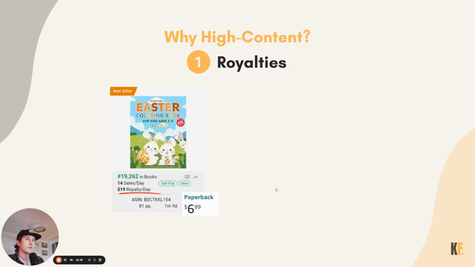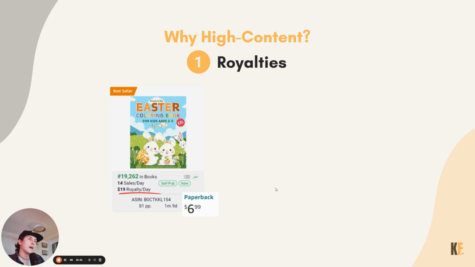So here's an Easter coloring book I found. It's making $14 a day in sales, which equals to about $19 a day in royalties. So this is a $7 book. It's a very standard price for a coloring book, just to make sure the example is realistic and I'm not just picking a book that's like $3.